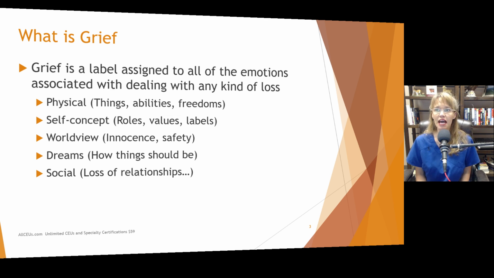Grief is a label assigned to the emotions associated with dealing with any kind of loss. When we have a physical loss, such as abilities, if you are in a car accident and you become a paraplegic, if you have a stroke, if you are gradually losing your sight, there are a lot of different physical issues or areas where we may lose some of our abilities, and that may need to be grieved.